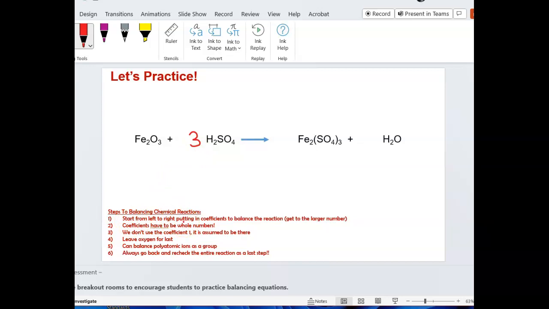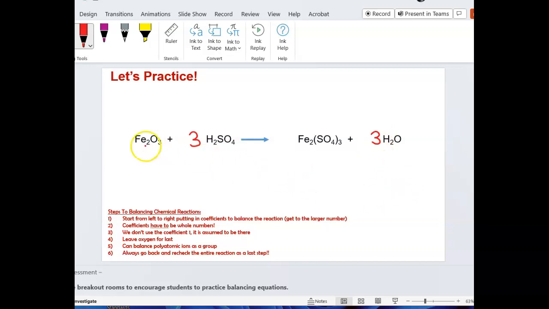But the more you do these, the more you may say, oh okay, I'm going to start here with the polyatomic ion. Now I see hydrogens getting to 6, so I'm going to do that on the other side and then check that other oxygen. So 3 times 2, 6 hydrogens went in. I'm going to put a 3 in front over here, so 6 hydrogens came out.